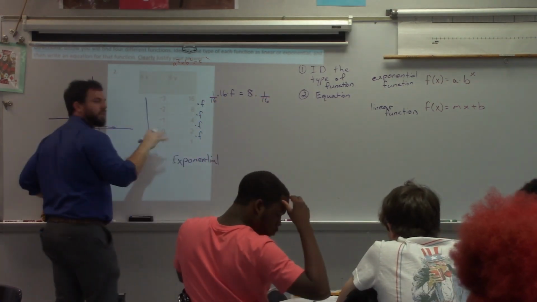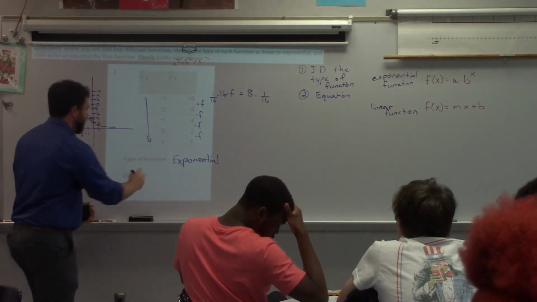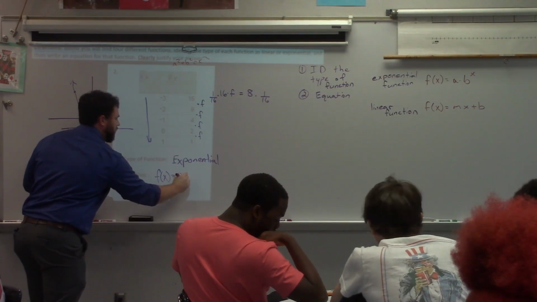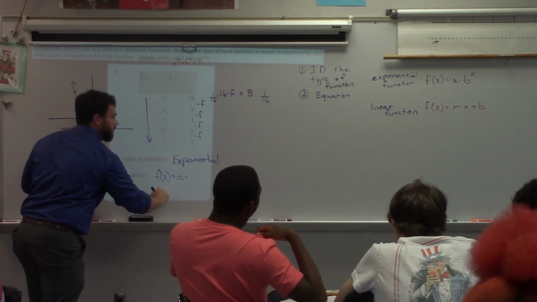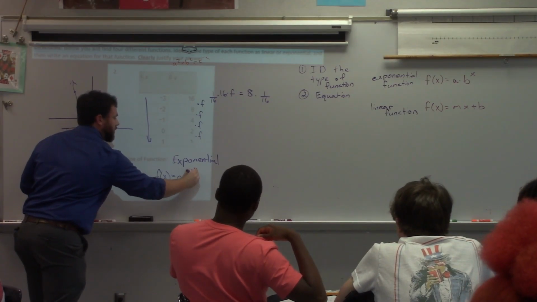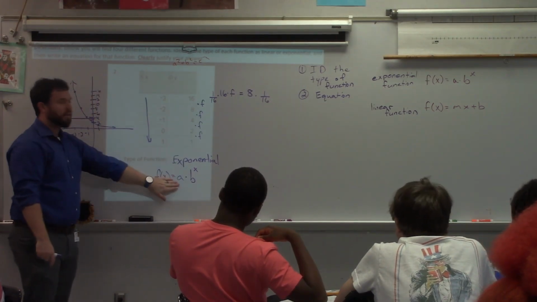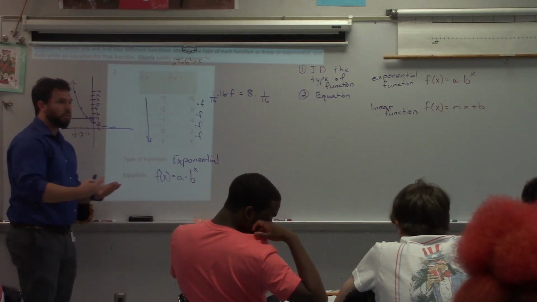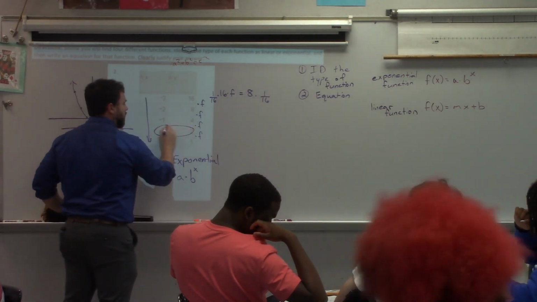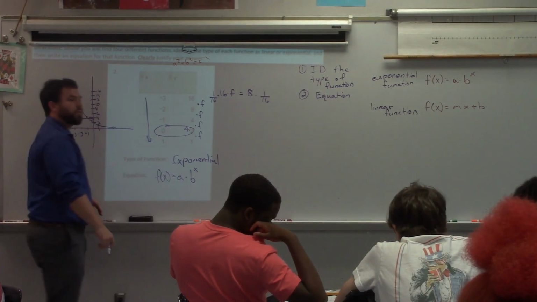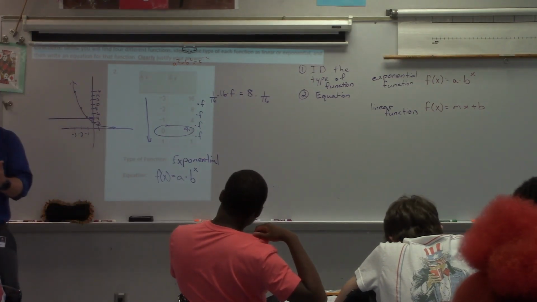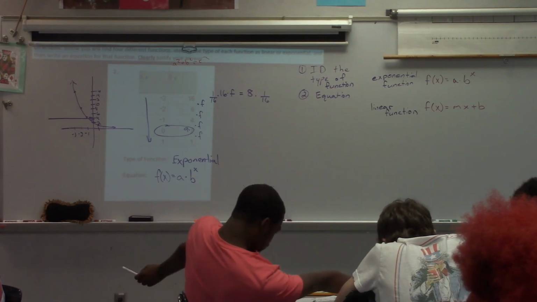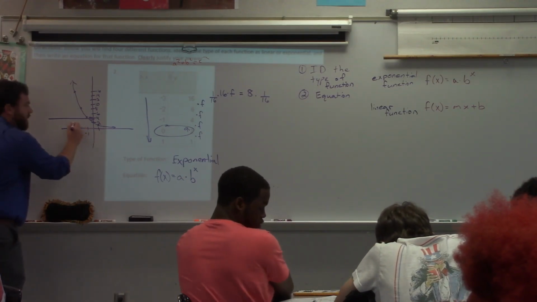By the way, we already said exponential, so what should we have already written? The equation: a times b to the x. Does anyone know what a is just looking at this table? It is the y-intercept, so it's 2. Why? Because the input is 0. Can I look at the graph and see that same exact detail? Yes.